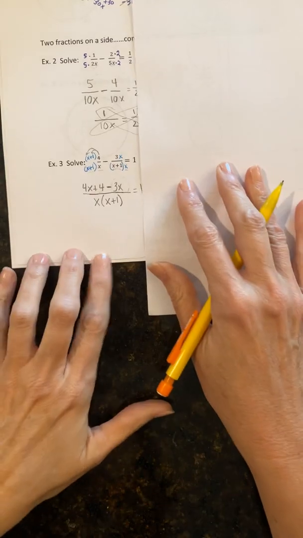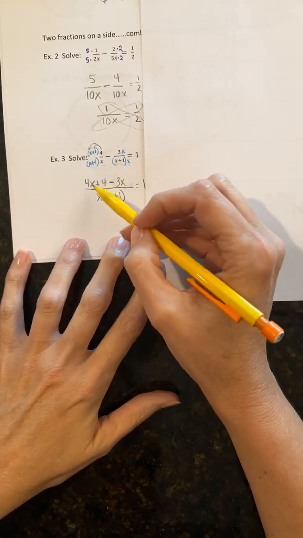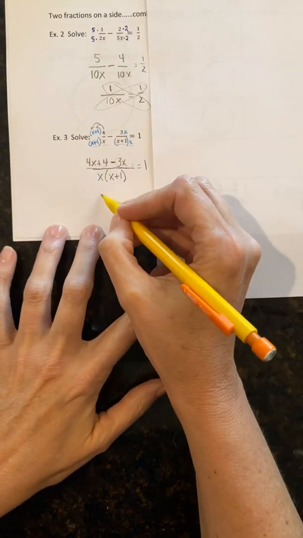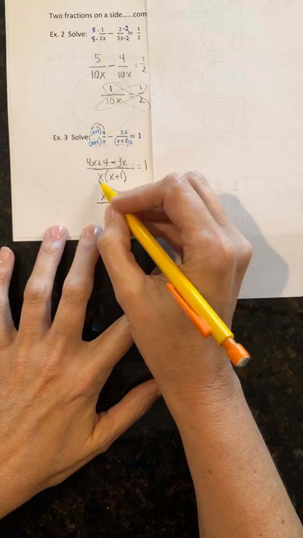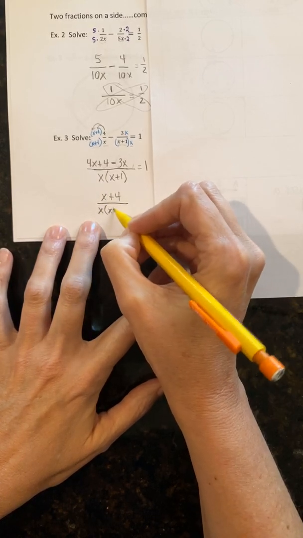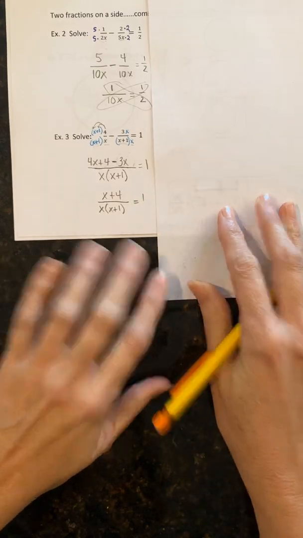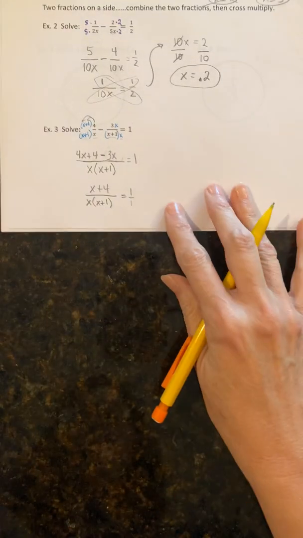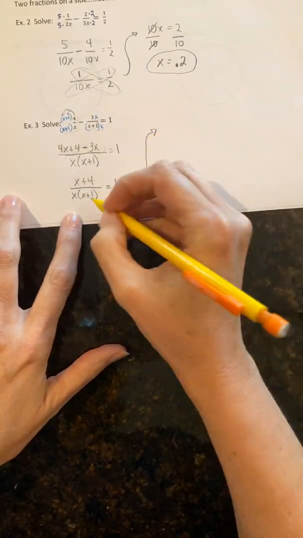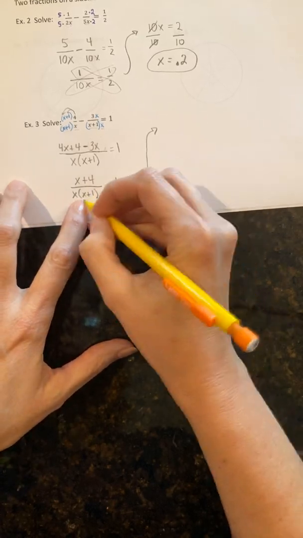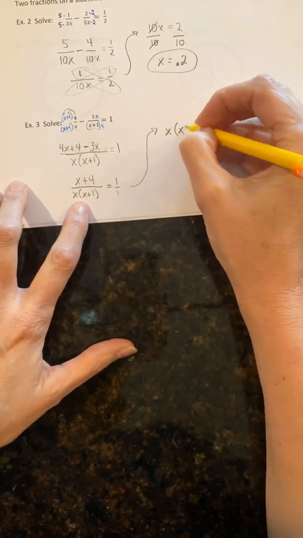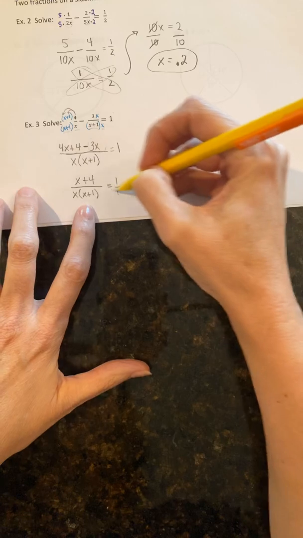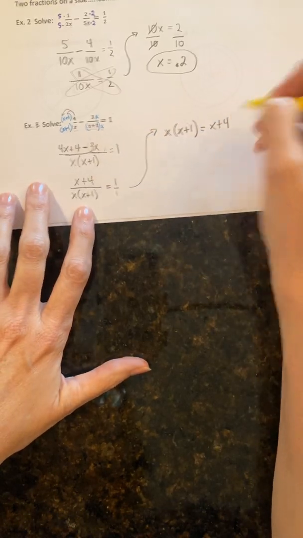Equals 1 still. Okay, now I can subtract that guy. I can do 4x minus 3x. So that is x plus 4 over this stuff equals 1. Okay, 1 is the same as 1 over 1, and now I can cross multiply. So cross multiplying x times x plus 1 times 1. Anything times 1 is just the same thing, x times x plus 1. And then x plus 4 times 1. Again, anything times 1 is just itself, x plus 4.